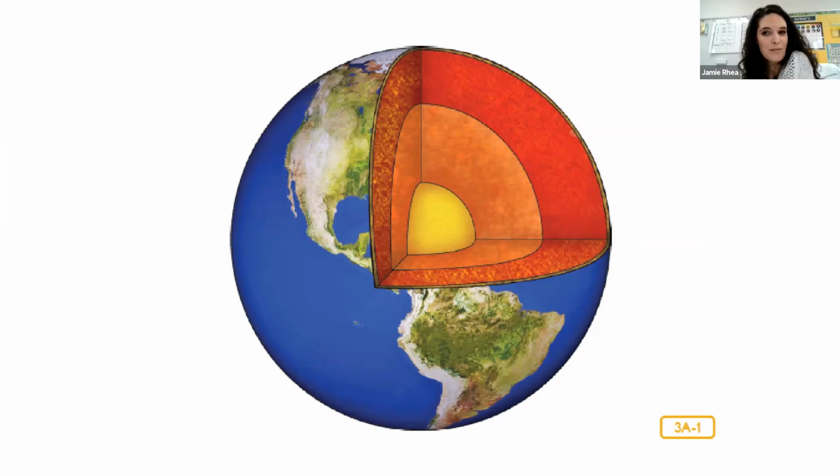Did you hear that word pressure? I've heard heat and I've heard pressure. That's two of our words. So pressure causes the inner core to be a solid rather than a liquid. Okay, so we've heard heat, pressure. We've got one more thing. I wonder if we'll hear that one too.